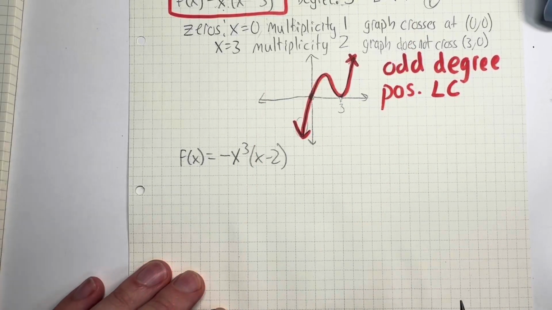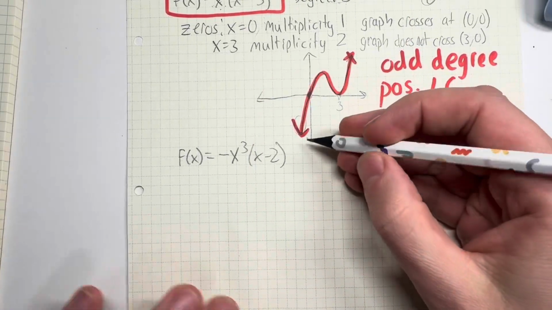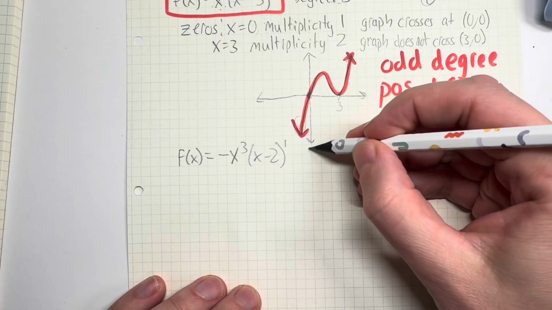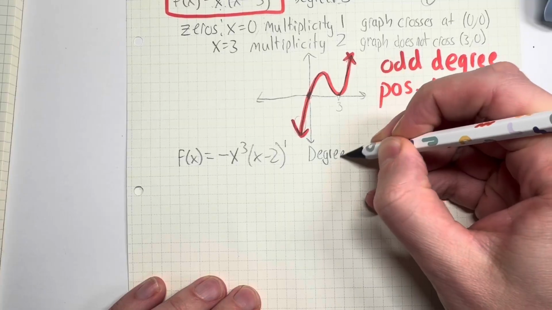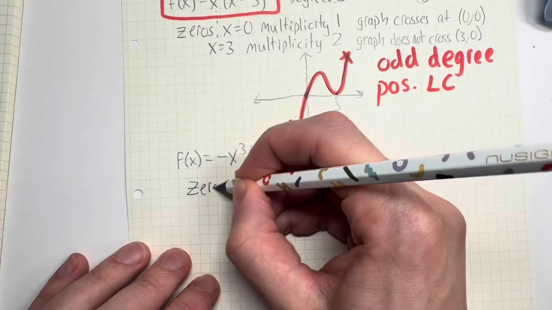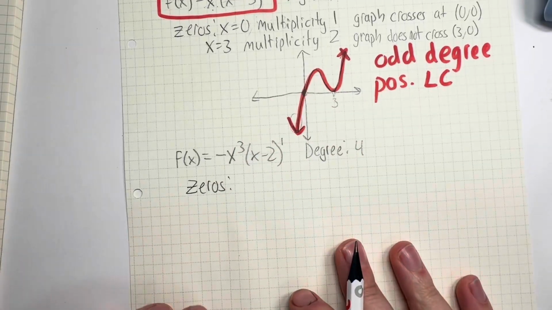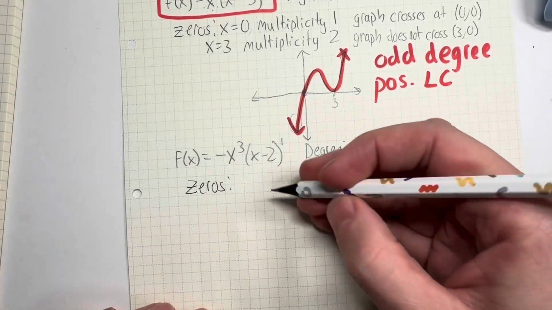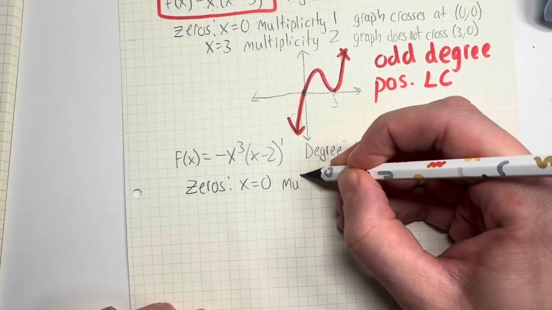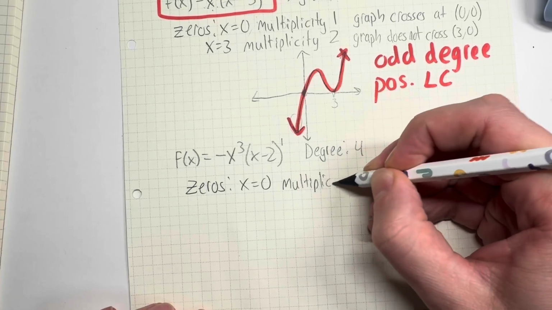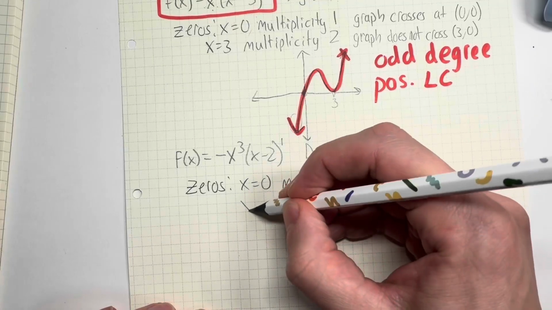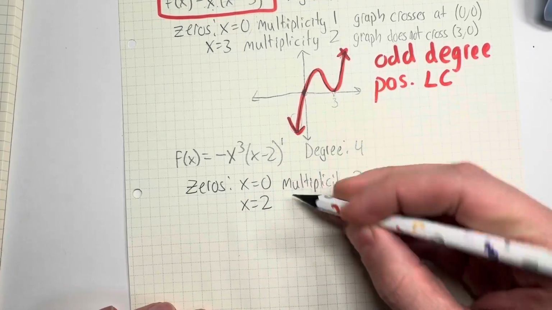All right, function 2. So here we've got another factored polynomial. Same concept. Exponent of 3, exponent of 1. So the overall degree here is going to be 4. Okay, let's go to the zeros next. Zeros are the zeros of each factor. So we're going to have a 0 at 0. And this time the multiplicity is 3 because the exponent is 3. Here we've got a 0 of 2, multiplicity 1.